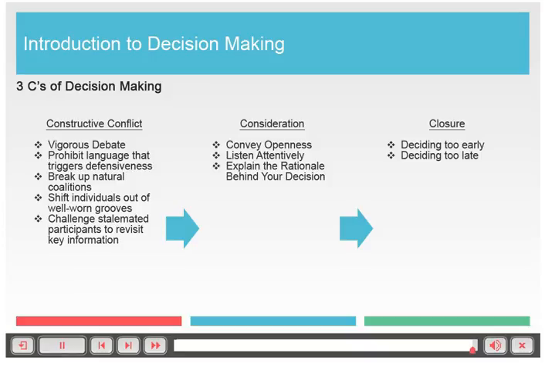And then lastly, the closure issue. We want to be careful, as I said already, not making decisions too fast, for example, using a directive style when it's not appropriate, or making them too late, i.e. using an analytical style when it's not appropriate, when really we need to make decisions faster. So we've got to find where that sweet spot is in terms of how much information we can gather, in what amount of time, and when is the key point to be able to make that decision.